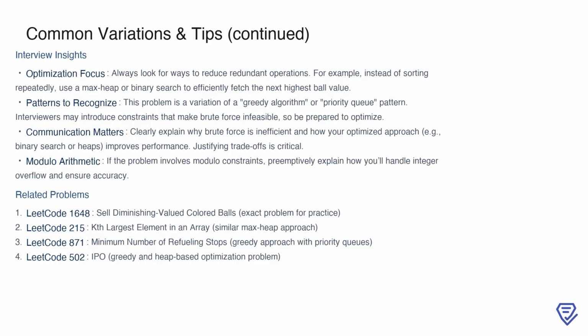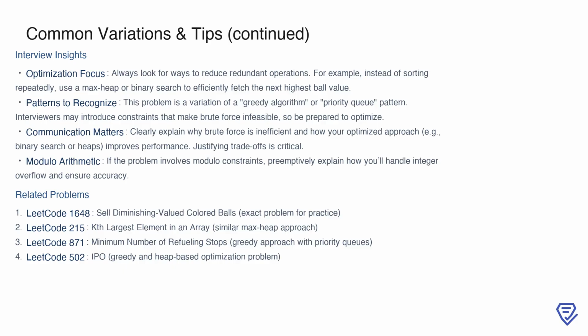Now, let's focus on how to approach this problem effectively in an interview setting. Optimization is key, so always look for ways to reduce redundant operations. For instance, instead of sorting the inventory repeatedly, consider using a max heap or binary search to efficiently retrieve the highest ball value. This problem is a classic example of a greedy algorithm or priority queue pattern, so recognizing this structure can help you approach it strategically. Interviewers might introduce constraints that make brute force infeasible, so you should be prepared to explain how optimized approaches like binary search or heaps improve performance.